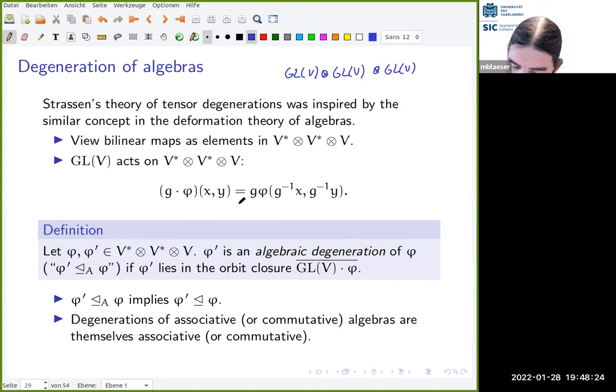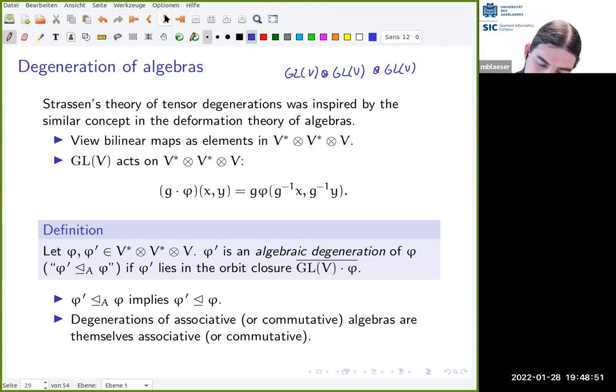So it will act in this way, and it will act on the two inputs, and it will also act on the output. And whenever we have this kind of degeneration, we call it an algebraic degeneration. And of course, when you have an algebraic degeneration between bilinear maps, this is an arbitrary degeneration.